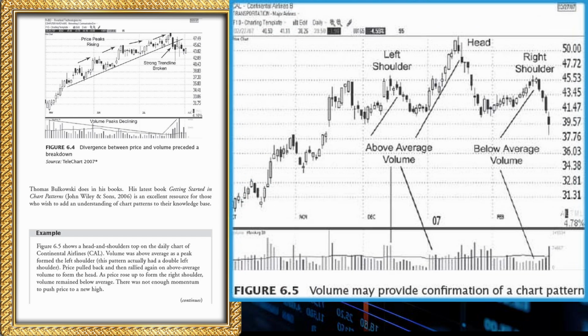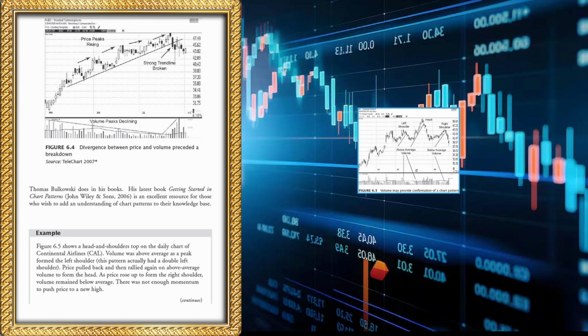Example: Figure 6.5 shows a head and shoulders top on the daily chart of Continental Airlines (CL). Volume was above average as a peak formed the left shoulder. This pattern actually had a double left shoulder. Price pulled back and then rallied again on above average volume to form the head. As price rose up to form the right shoulder, volume remained below average. There was not enough momentum to push price to a new high.